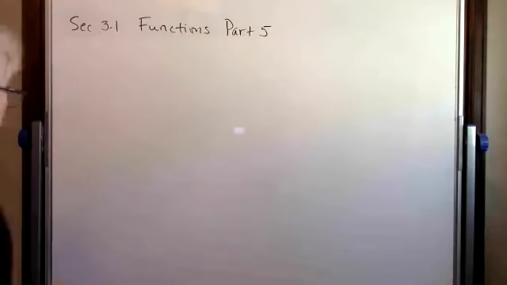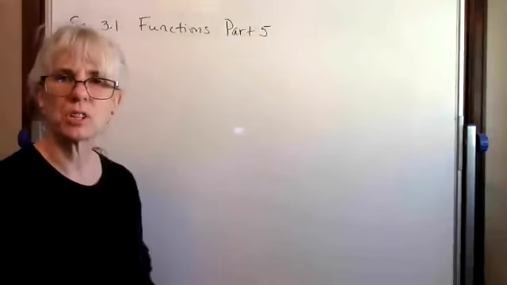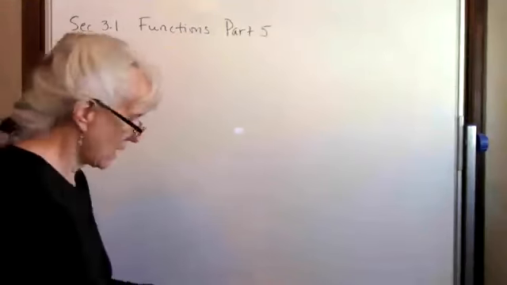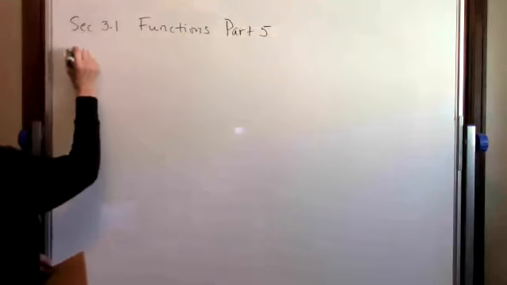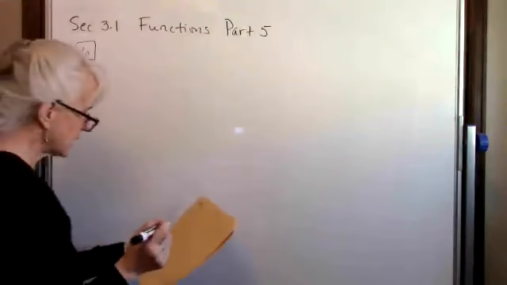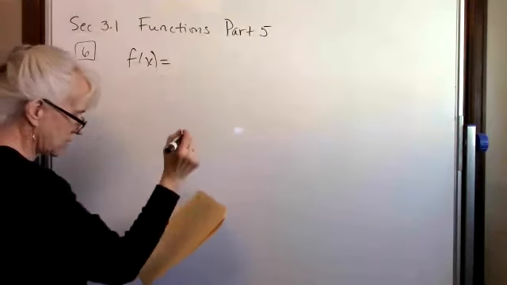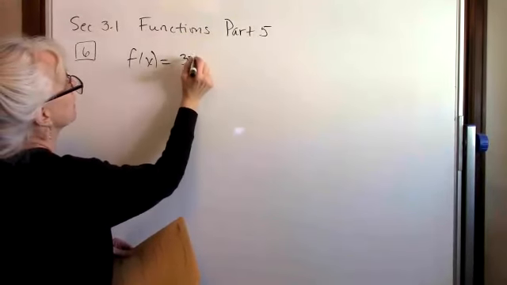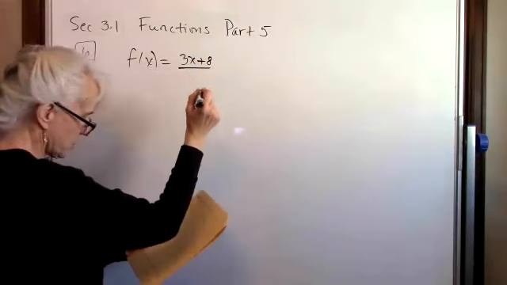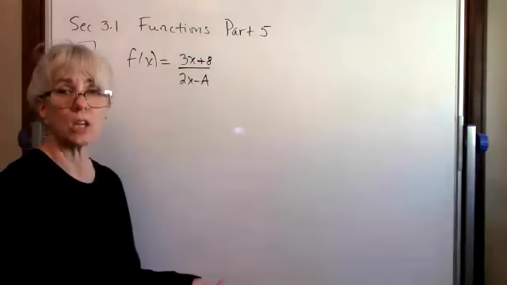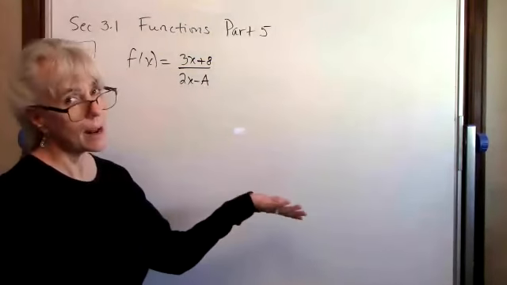Okay, in part 5, our last part for section 3.1, we actually do some of the extra problems that don't fit into a category of what we've already done. Example 6 is asking us to think about inputs and outputs again. It says if f of x is equal to 3x plus a over 2x minus a. So notice that this one would have some domain issues because we have x in the denominator, but they're not asking us about that.